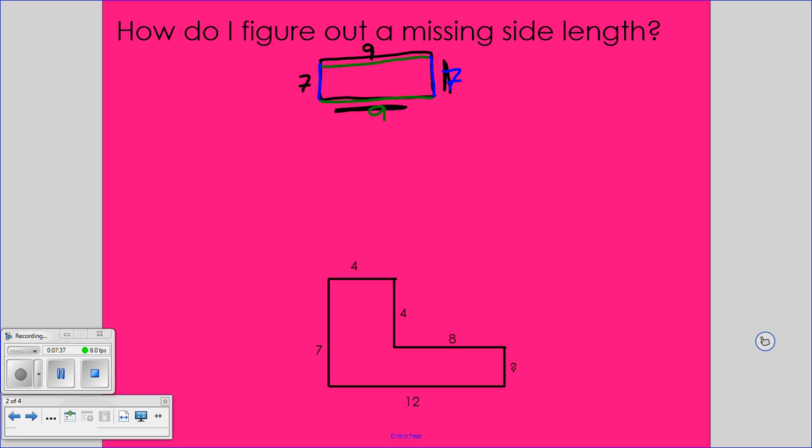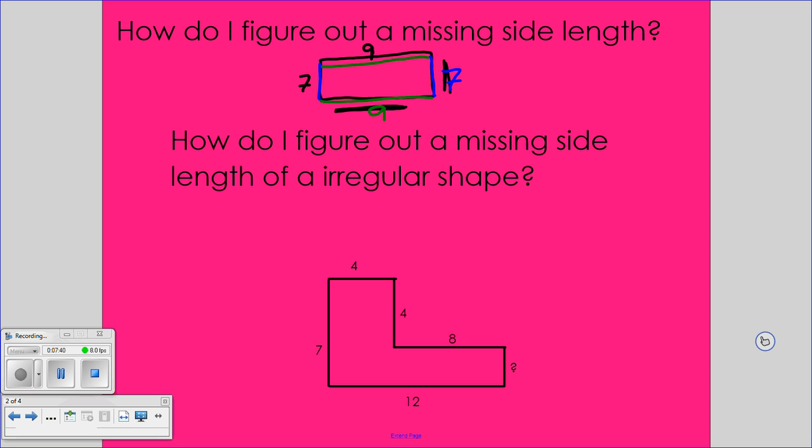Alright, so let's think about this question then. How do I figure out a missing side length of an irregular shape? I want you to write that question down, the second one, starting here. Because we're going to answer that question in just a minute. So write down this question. How do I figure out a missing side length of an irregular shape? That means a shape that's not a rectangle.